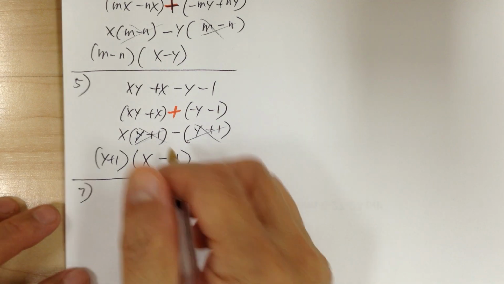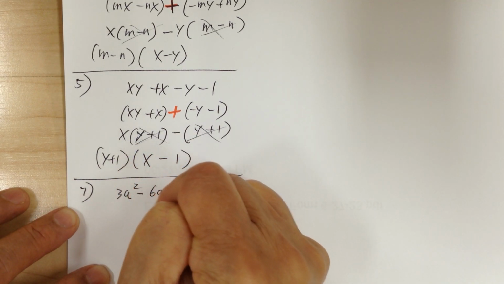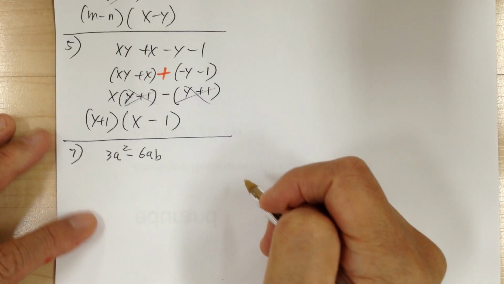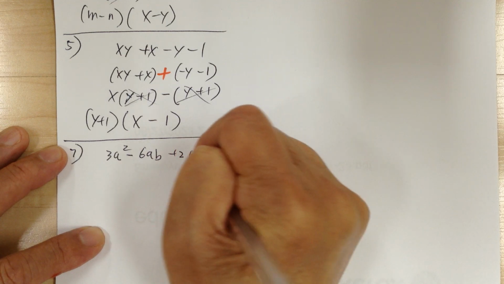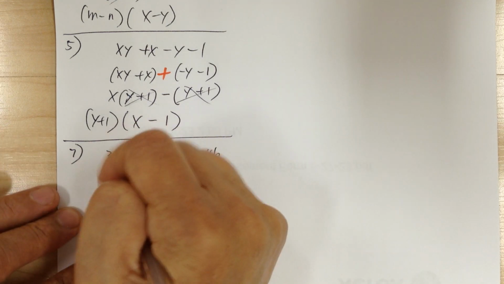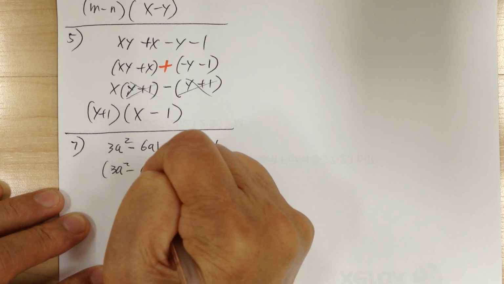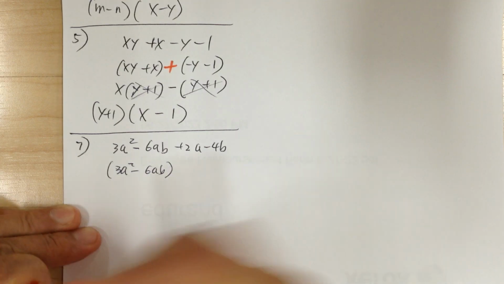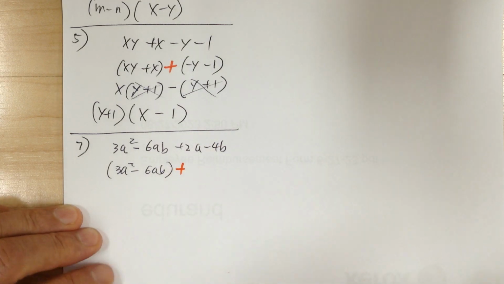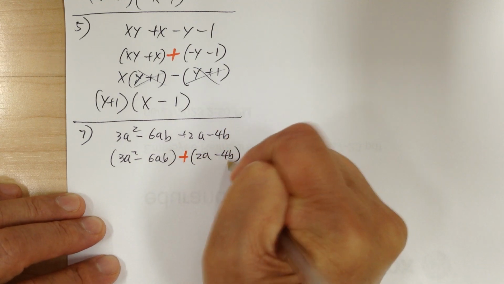Number 7. You have 3a squared minus 6ab plus 2a minus 4b. Again, let's do the grouping. You've got 3a squared minus 6ab, put a plus, and you've got 2a minus 4b.